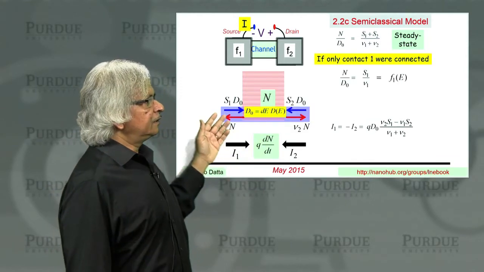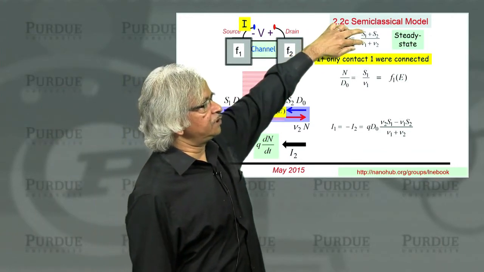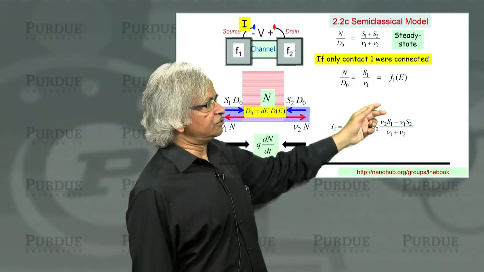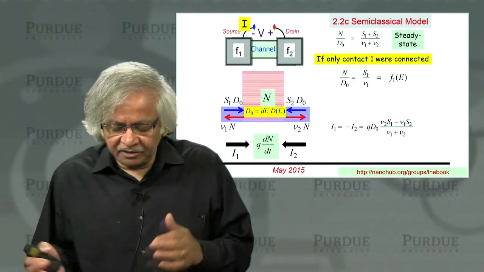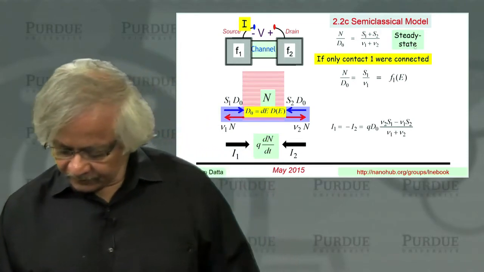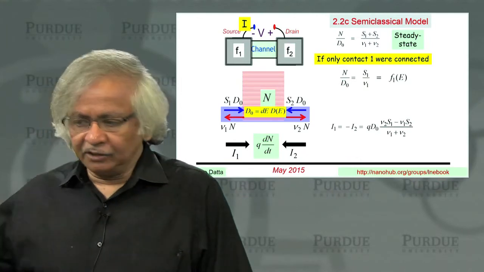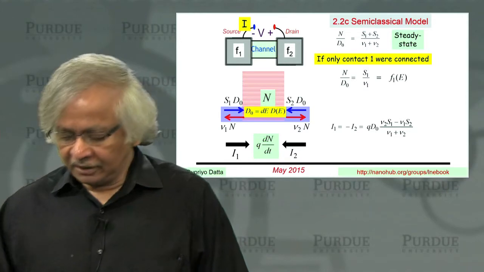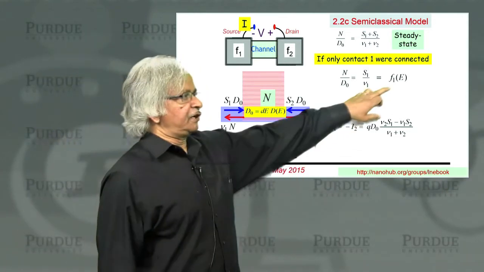Then what would happen is n over d0 at steady state should be equal to S1 over nu1, because there is no S2 and no nu2. So it's just this. But if you have a channel connected just to a contact, then the basic laws of equilibrium stat mech say that they will have to come to equilibrium.